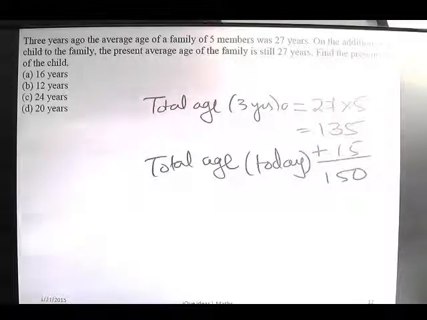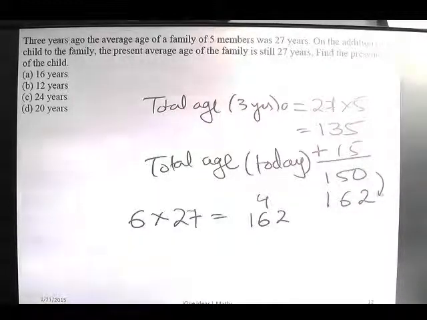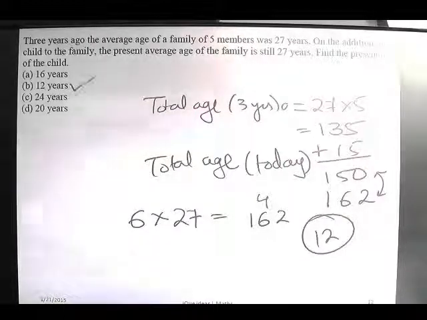Now it is said that on adding the child, the present average is still 27. With the child there are 6 people and the average is still 27. So this works out to a total age currently of 7 6s are 42, 4 carry, 6 2s are 12, 12 plus 4 16, which is 162. So the difference between these two numbers is the age of the child, which is equal to 12 years, and that should be my answer.